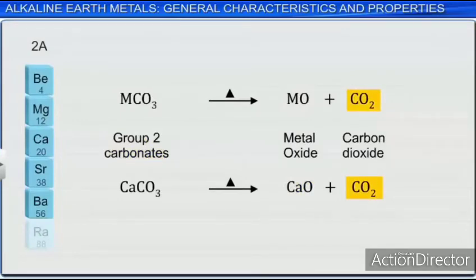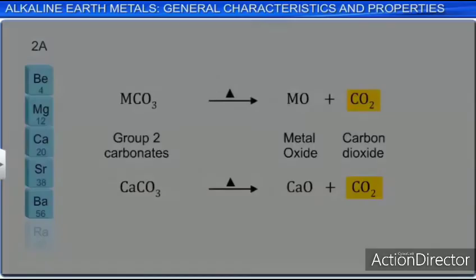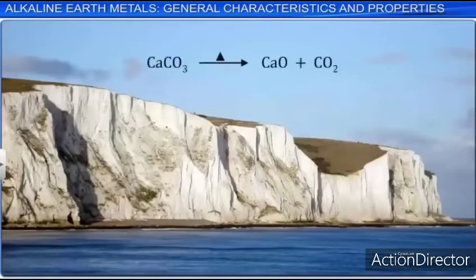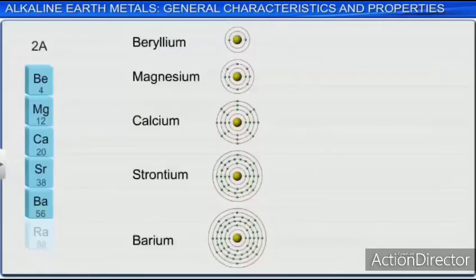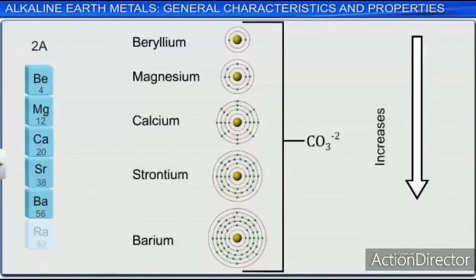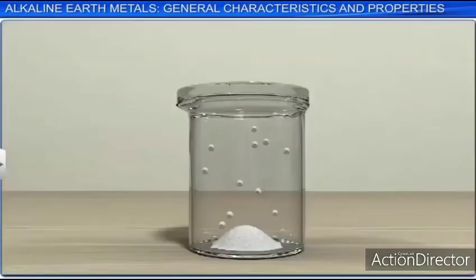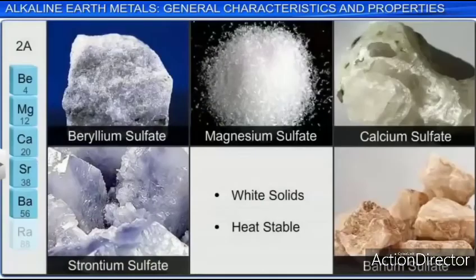The group 2 metal carbonates decompose upon heating to form the oxide and carbon dioxide, as shown for calcium carbonate here. The white cliffs of Dover consist primarily of calcium carbonate. The thermal stability of carbonates increases as the metal cation increases in size. Beryllium carbonate is unstable and must be kept in a carbon dioxide atmosphere.